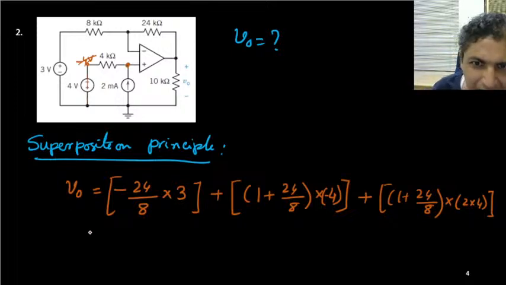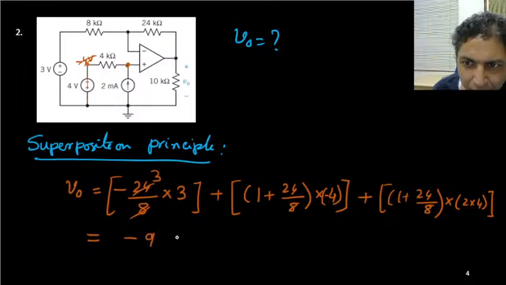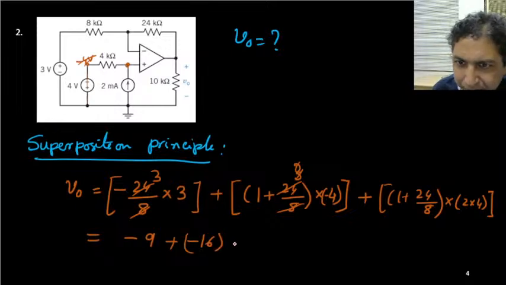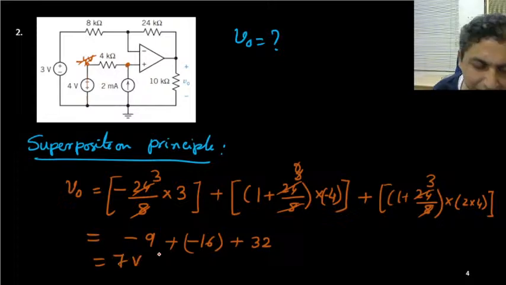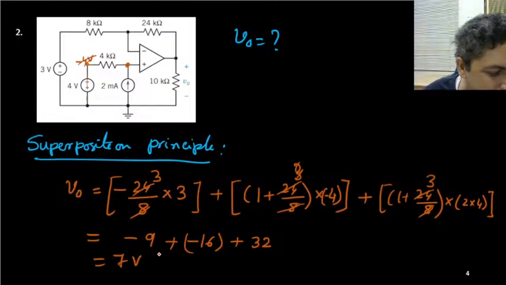Okay, good. So what is this? This is your minus 9 volt. This is your 4. So 4 plus 1 is, sorry, 3. It is the 4. 4 into minus 4 is minus 16. And this is again, this is 4 times, it is 32. So it is 16 minus 9 is 7 volt. Exactly correct? Good.